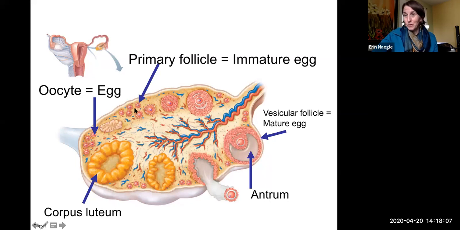More than one of those will start to develop. One of them becomes dominant and becomes the egg that gets released. In the case of twins or fraternal twins, so twins that are siblings that are born at the same time but are not genetically identical, then you would have more than one primary follicle developing at once.